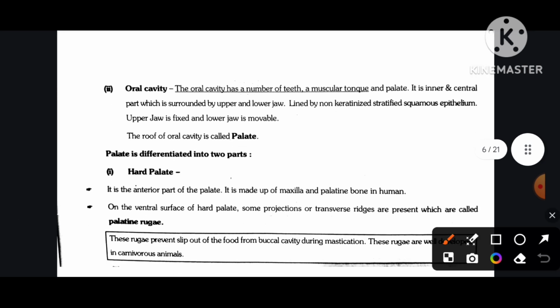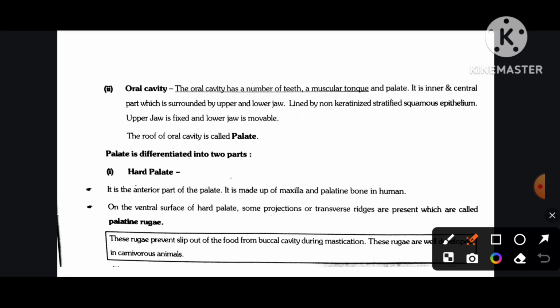Number 2, oral cavity. The oral cavity has a number of teeth, a muscular tongue and palate. It is the inner and central part which is surrounded by upper and lower jaw, lined by non-keratinized stratified squamous epithelium. Upper jaw is fixed and lower jaw is movable. The roof of oral cavity is called palate. Palate is differentiated into 2 parts.